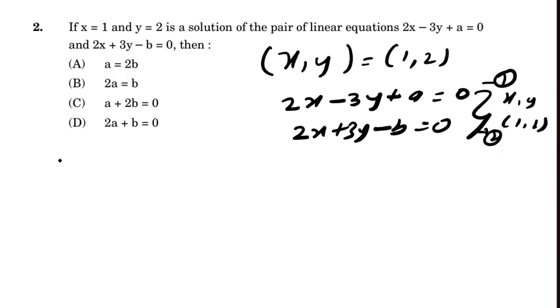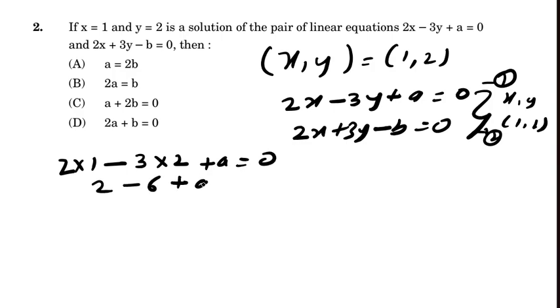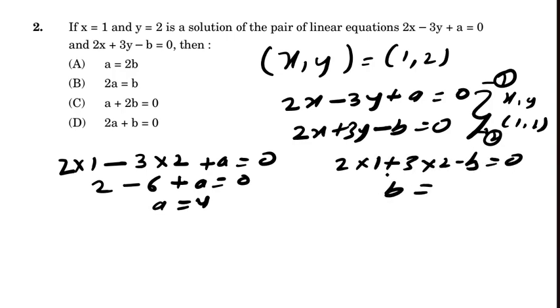So 2 into 1 minus 3 into 2 plus a is equal to 0. So 2 minus 6 plus a is equal to 0, so we get a is equal to 4. Now from the second equation, 2 into 1 plus 3 into 2 minus b is equal to 0, so we get b is equal to 8. Three 2s are 6 and 2 ones are 2, so it's 8. Now we have to check each of the options to find the same relation.